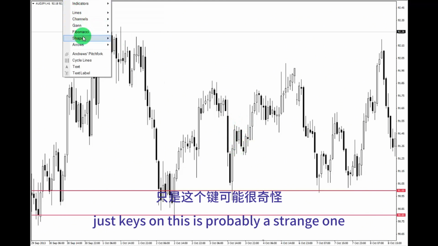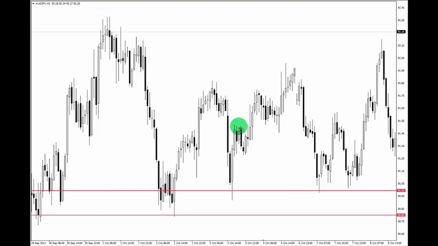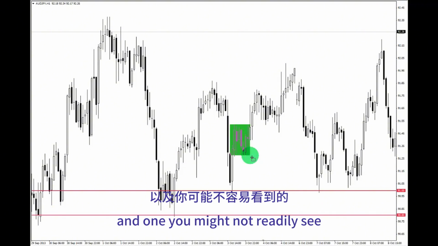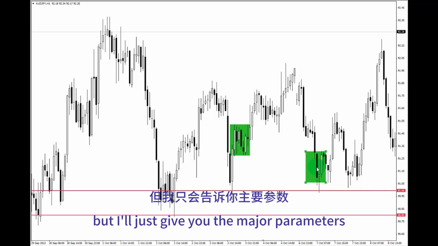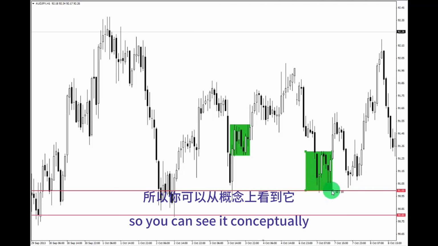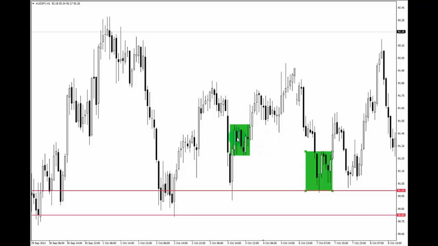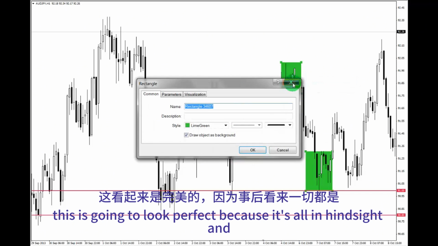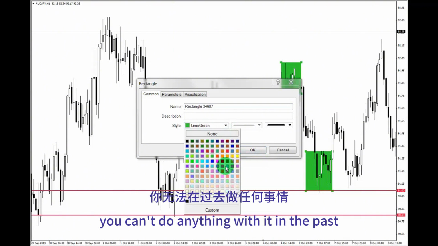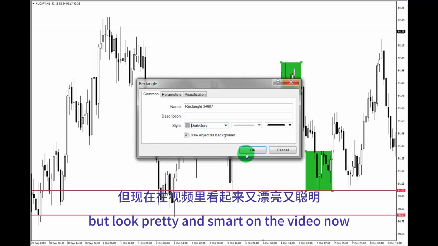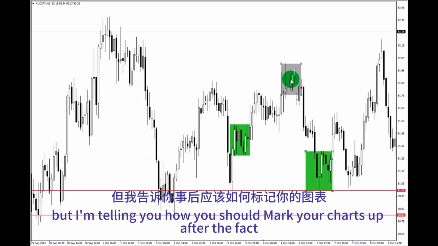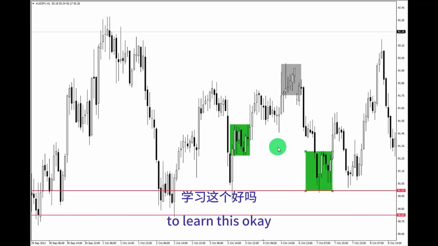I know this is probably a strange one and one you might not readily see, but I'll just give you the major parameters so you can see it conceptually. And I know some of you are rather cynical right now, saying, well, obviously this is going to look perfect because it's all in hindsight and you can't do anything with it in the past, but look pretty and smart on the video now. But I'm telling you how you should mark your charts up after the fact to learn this.